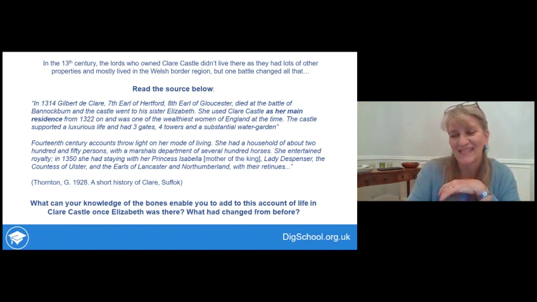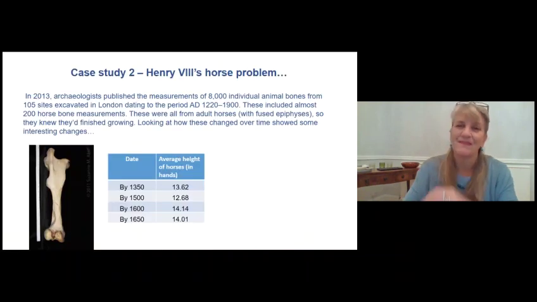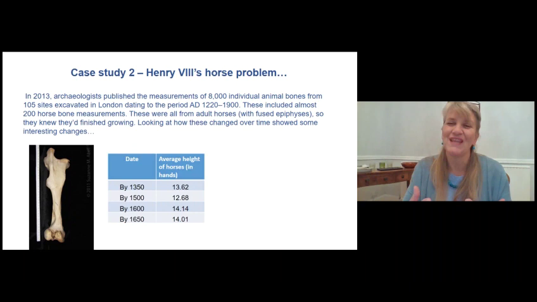So we'll now look at the next case study. It's a bit different, still based on animals. So this is Henry VIII's horse problem. And this comes from a set of data that a colleague of mine published with some other archaeologists a few years ago, a huge corpus of more than 8,000 animal bones from more than 100 sites across London, dating from 1220 to 1900, so a huge period of time.